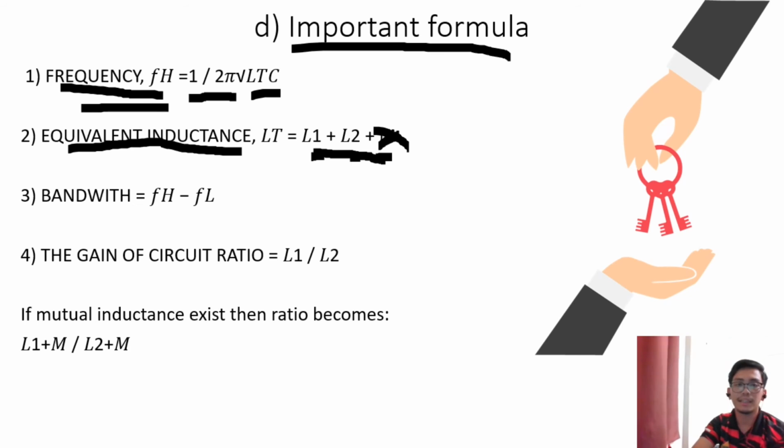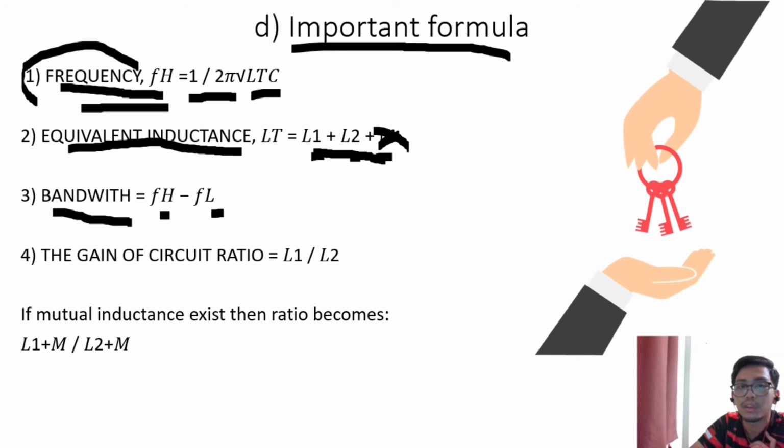The next formula is the bandwidth. Bandwidth is the gap between the highest frequency and the lowest frequency. To find the highest and lowest frequency, we use the first formula, the frequency. When we get the highest and lowest frequency, we subtract them, and then we get the bandwidth, or the gap of the frequency.